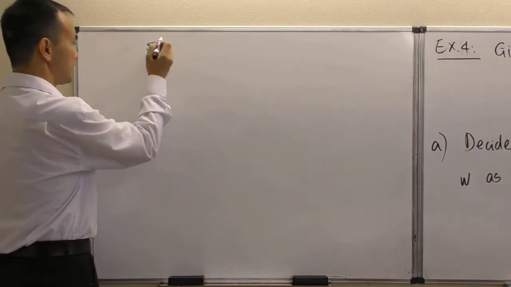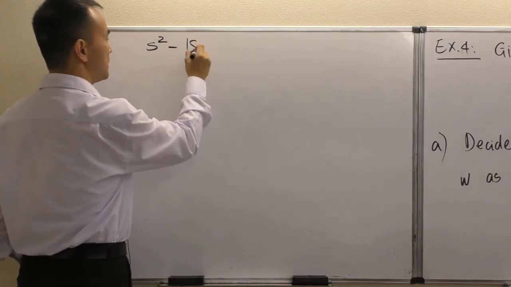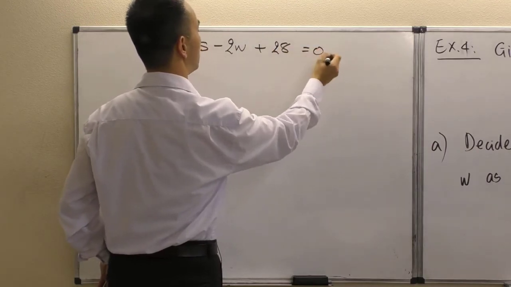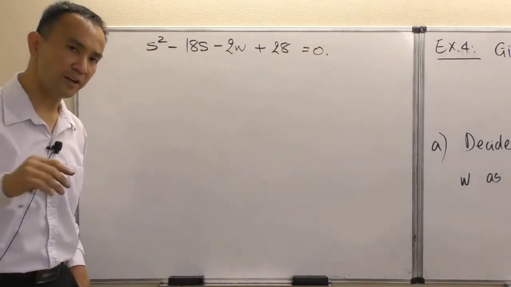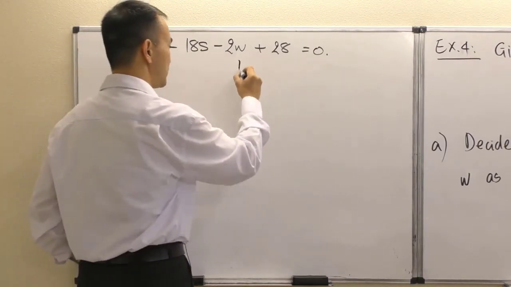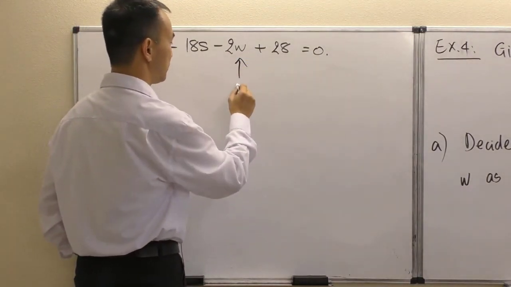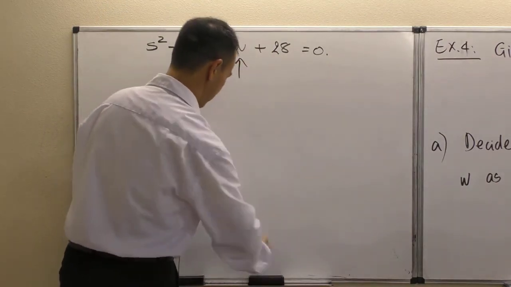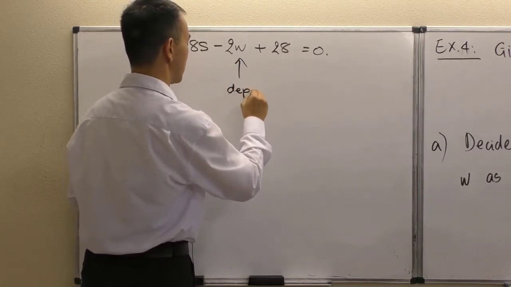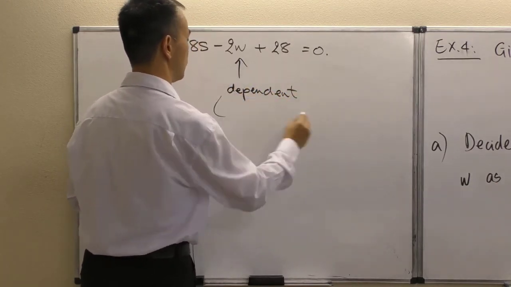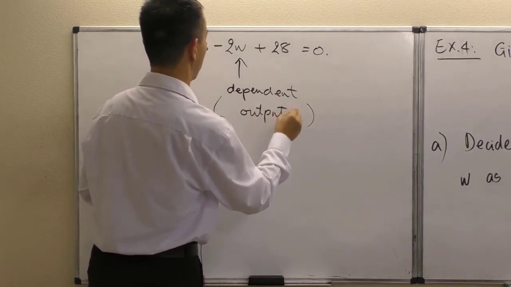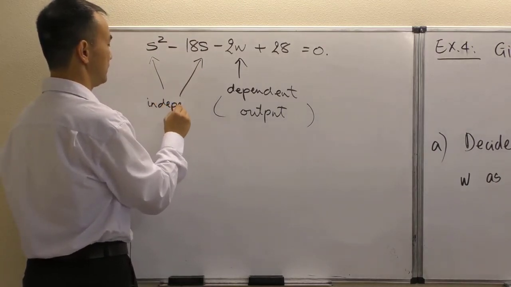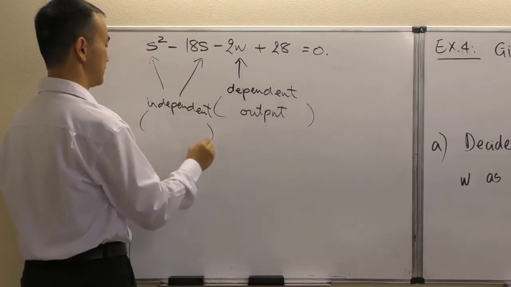Your equation, as a rule: s squared minus 18s minus 2w plus 28 equals 0. It's an equation with two variables involved, and I want this w to be the function, as said in the problem. I want this w to be the dependent one, the output. And I want all of these s's to be the independent one, the inputs.